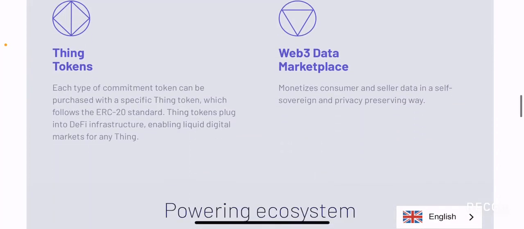And then there's something called thing tokens. Each type of commitment token can be purchased with a specific thing token, which follows the ERC20 standard. Thing tokens plug into DeFi infrastructure, enabling liquid digital markets for anything. So there are back-end tokens called thing tokens, and these are ERC20 tokens, so they run on the Ethereum blockchain. These can plug into the smart contracts of the Boson protocol, enabling liquid digital markets for these kinds of thing tokens, right?